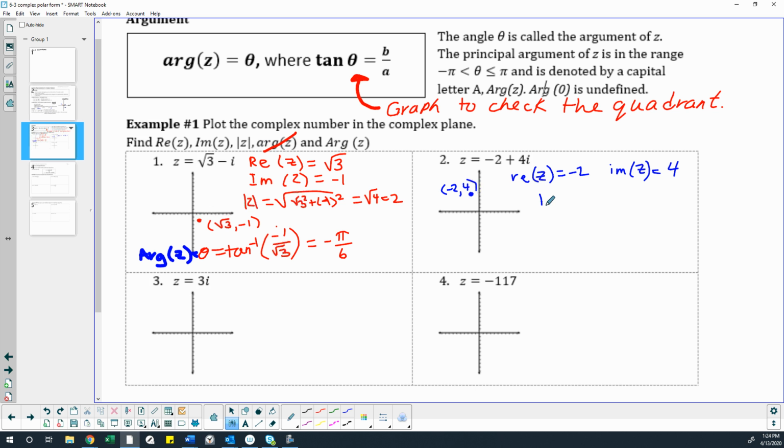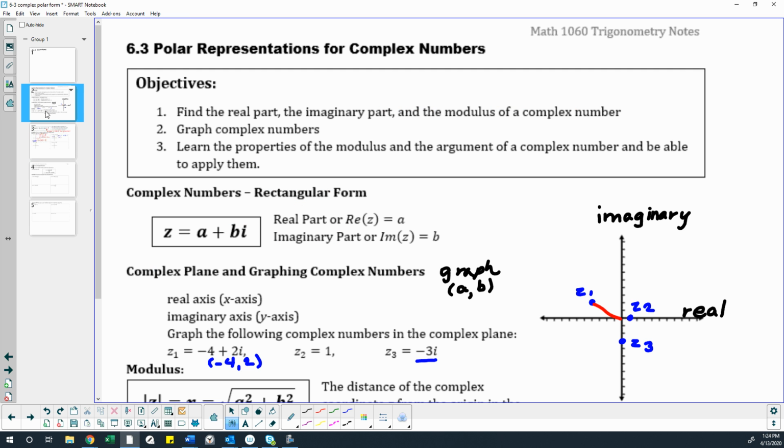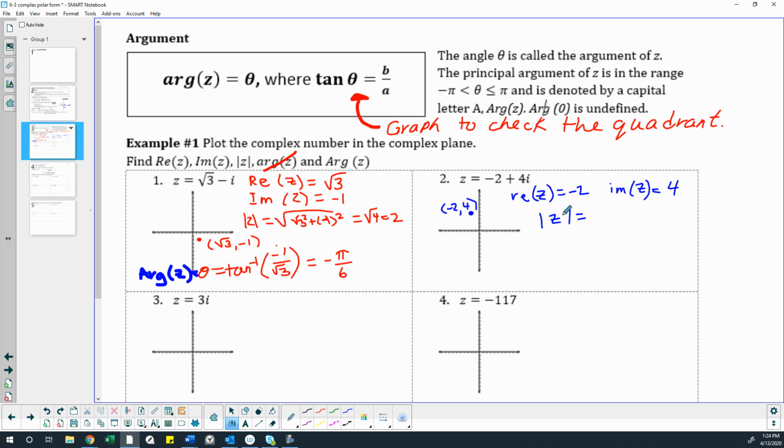The modulus of z, notice how it's just like an absolute value because it's the distance. Do you guys remember from the definition of absolute value, it's the distance of a number on the number line from 0? So this is basically what that is. It's the distance of a number, but instead of on a number line, it's in the plane. The distance of the complex number from 0, basically. So that's why we're using this absolute value notation for our modulus.